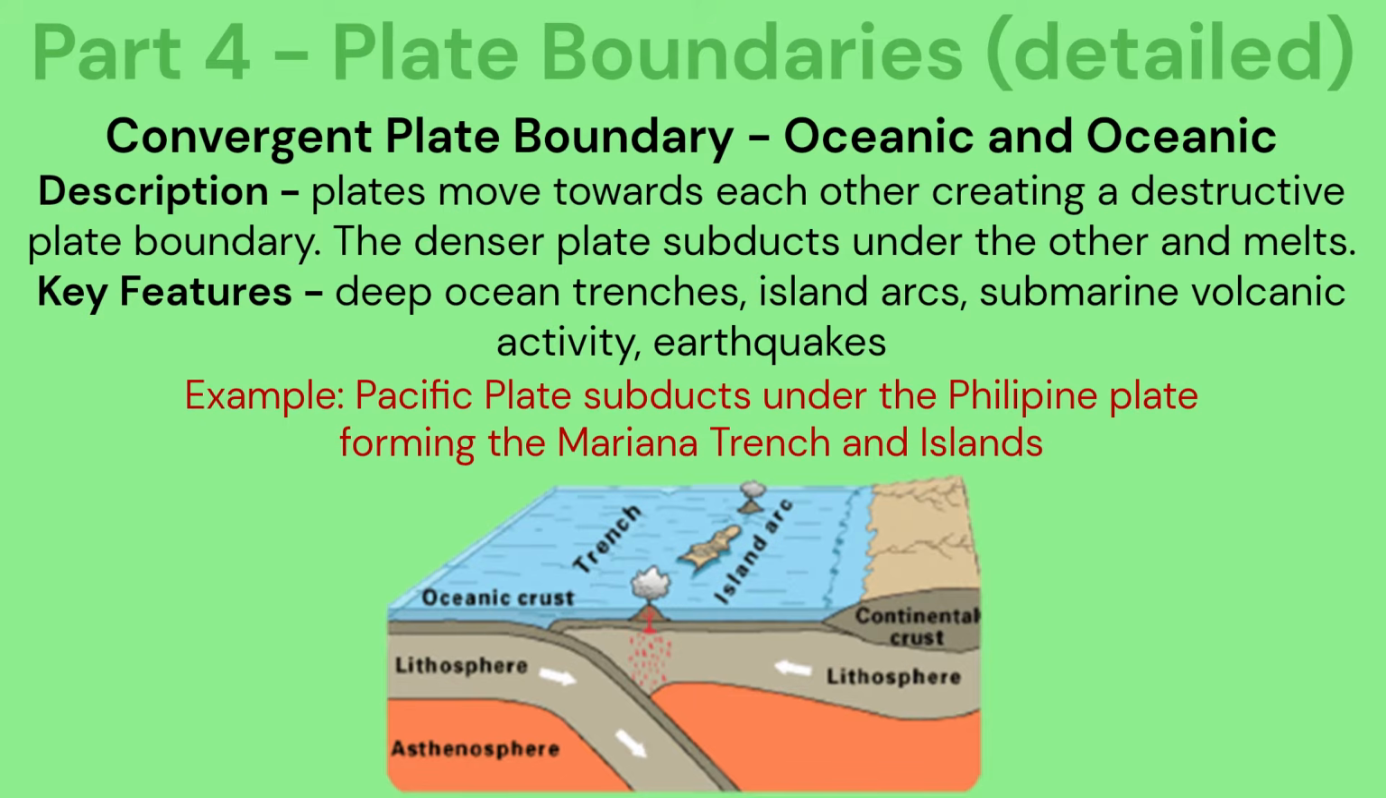Convergent plate boundary, oceanic and oceanic. Two plates move towards each other creating a destructive plate boundary. The denser plate subducts under the other and melts. Key features include deep ocean trenches, island arcs, submarine volcanic activity and earthquakes.